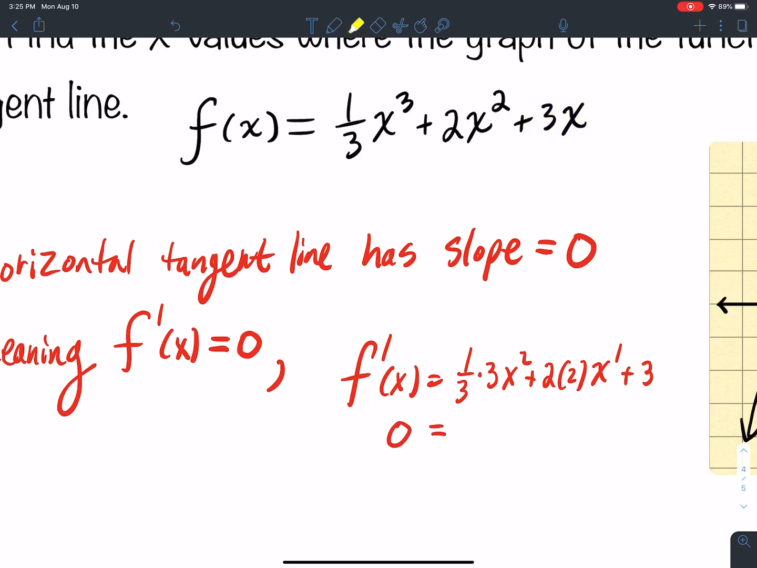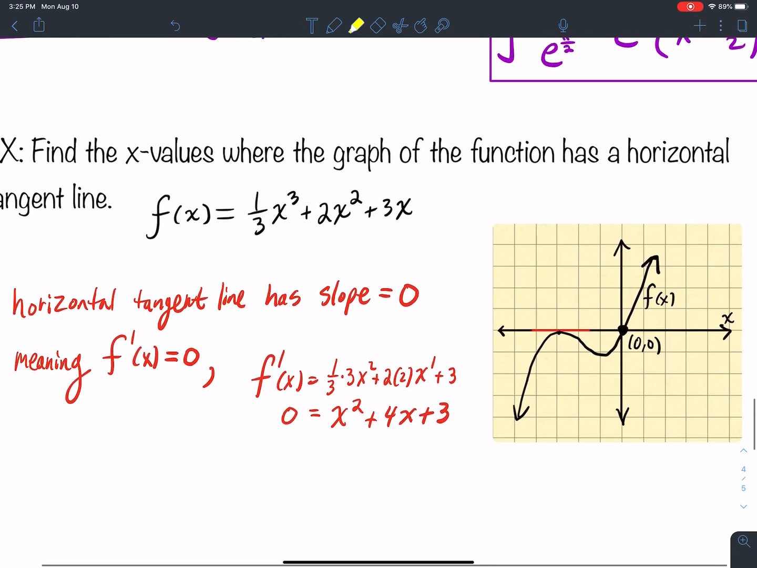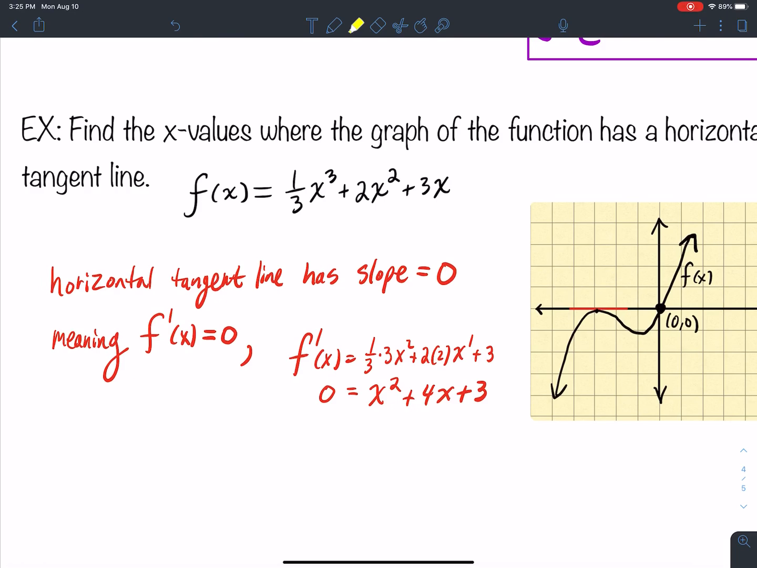If I simplify this, set the derivative equal to 0, because I'm solving for slopes, x values that give me a slope of a tangent line equal to 0, so that means the derivative equals 0. 3 times 1/3 is just 1, so that's x squared. 2 times 2 is 4, so that's 4x, and then plus 3. Well, hopefully this is kind of ringing a bell for you here. You've got a function that is a cubic, but the derivative of that function is a quadratic. That's by design.